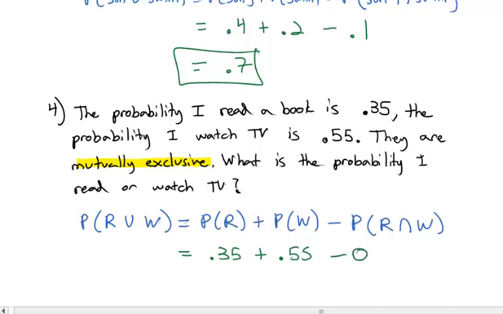So, the probability that I read or watch a TV is 0.9, adding together 0.35 plus 0.55. If they're mutually exclusive, we can just add the individual probabilities together. If they're not mutually exclusive, we have to subtract out the overlap where we get both of them.